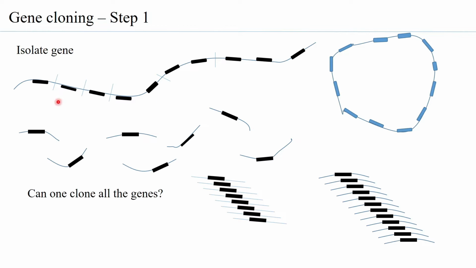Can one clone all the genes? The answer to that is yes. One can clone all the genes present in a single DNA. How will one identify the gene that is to be cloned?